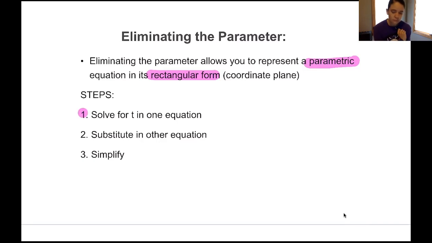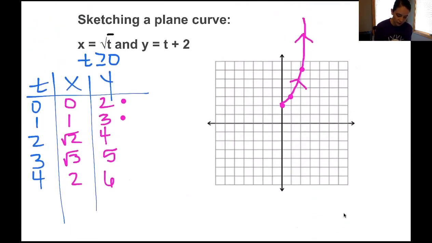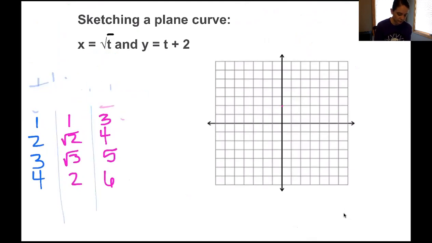So what you're going to do is solve for t in one equation, either the x or the y, it doesn't matter. Sometimes there's going to be one way that's easier than the other, and we'll look at that. You're then going to take that t and substitute it into the other equation, and then simplify so that it looks like something that you're used to graphing. So it's fairly simple. There's a little bit of algebra, but it's not a lot of intense algebra. The biggest thing is going to be able to simplify so that it looks like something that you're used to graphing. So I'm going to come back up here and pretend that we didn't do any of this.